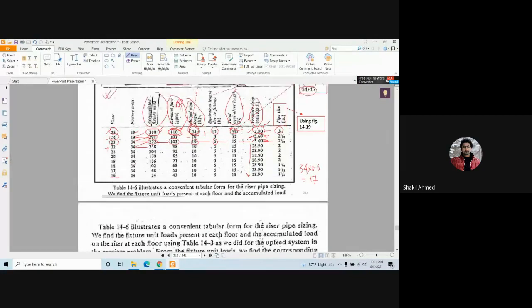And using this Q and this pressure drop per 100 feet, using figure 14-19, you can determine the pipe sizes. Clear?